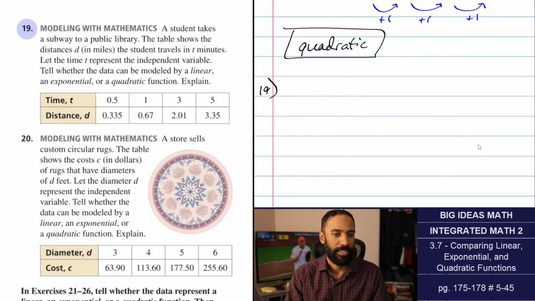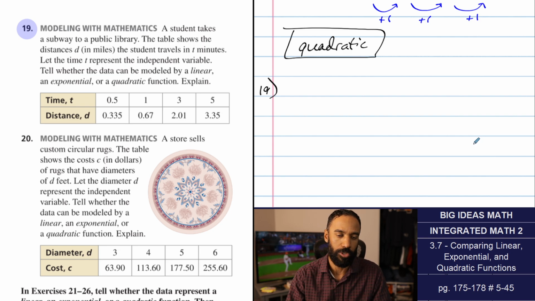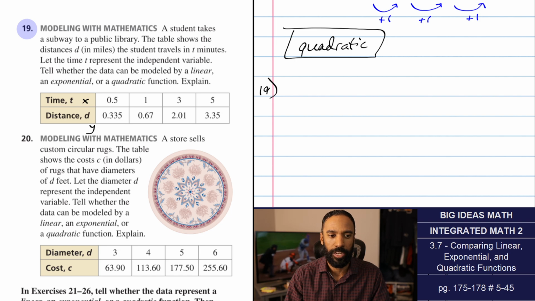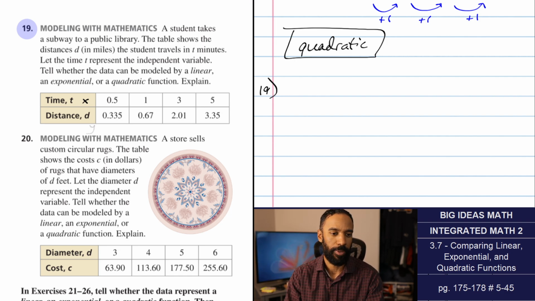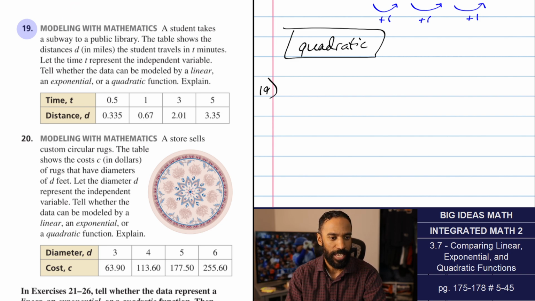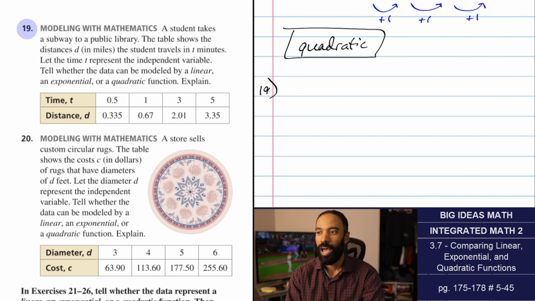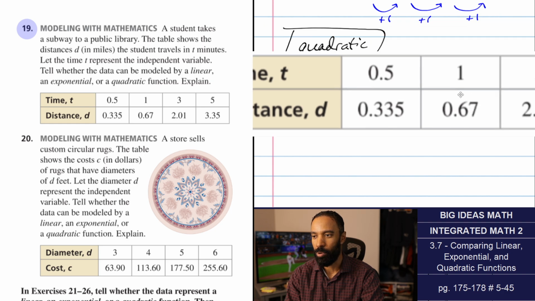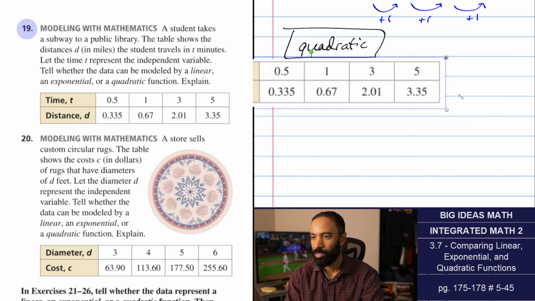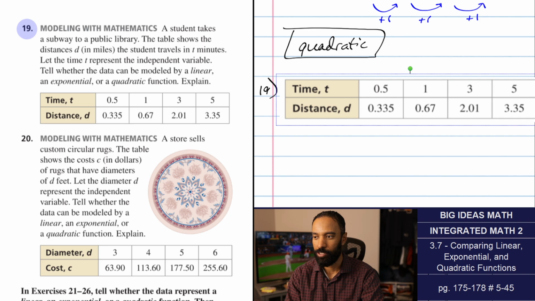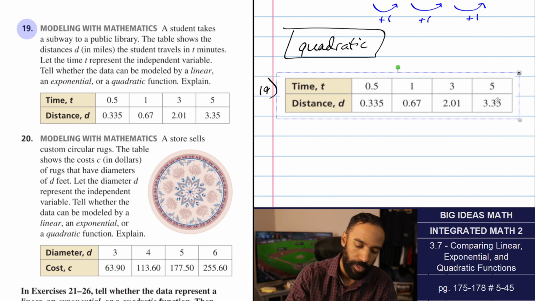Modeling with mathematics. A student takes a subway to a public library. The table shows the distance in miles the student travels in t minutes. Let the time t represent independent, so kind of like your x and y. D is your dependent. Tell whether the data can be modeled by a linear, exponential, or quadratic function and explain. So let's just copy and paste the same thing. There's no difference in what we were doing before, except they want us to explain. I will still probably mostly explain in words, like speaking to you, but if typing something else fast, I'll do that as well.